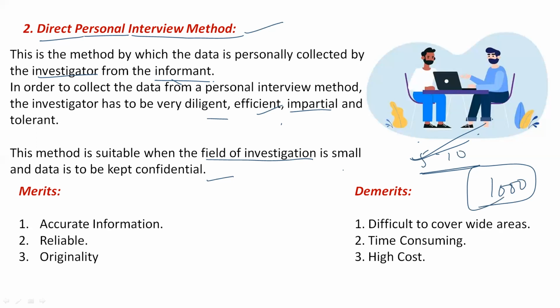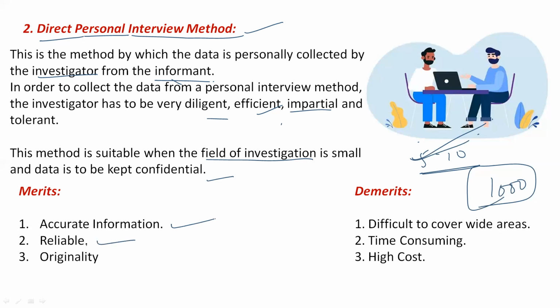Correct? So that is why this method is used when the area of investigation or field of investigation is small. Suppose the investigator wants to collect information only from 2 to 3 people, maximum 5 to 10 people, then this method can be used. Here one to one communication will be involved. Then the merits of this method are, first, accurate information. Because the investigator is directly communicating with the informant, the informant is more likely to provide correct or accurate information. Then, it is reliable.